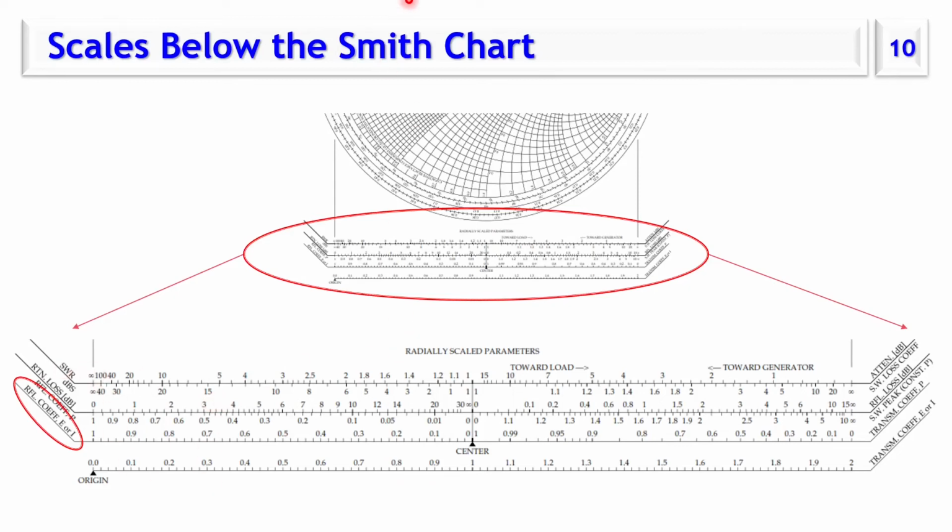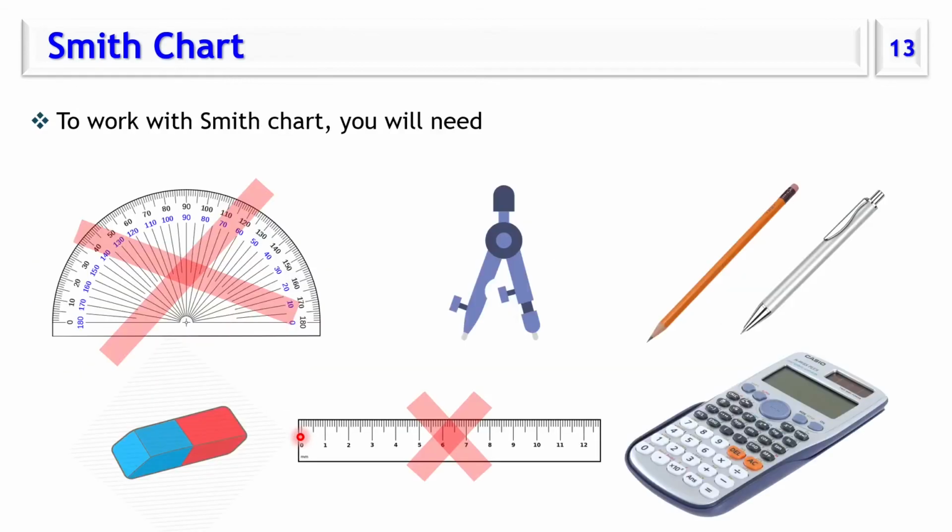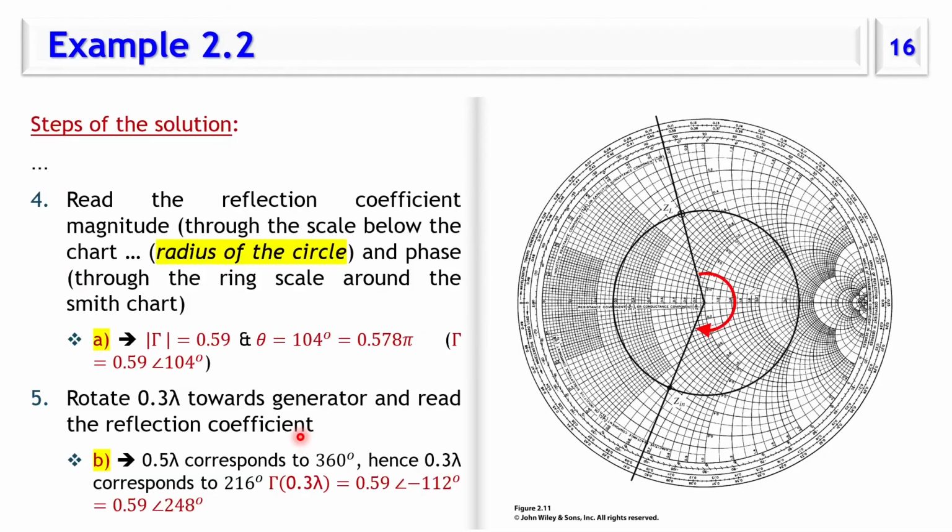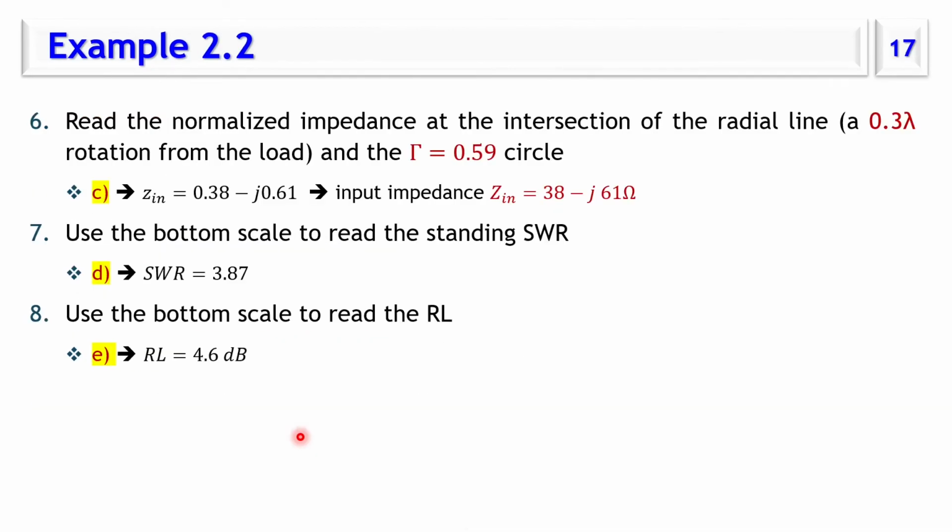For the standing wave ratio, we just have a vertical line from the intersection of the constant reflection coefficient circle with the horizontal line, and we go on this for standing wave ratio, for return loss, for reflection coefficient. Okay, so this completes the solution in terms of graphical expression, or graphical tools, a Smith chart.